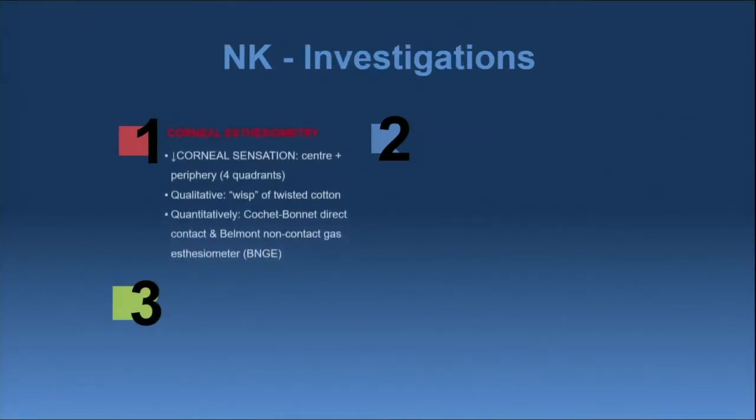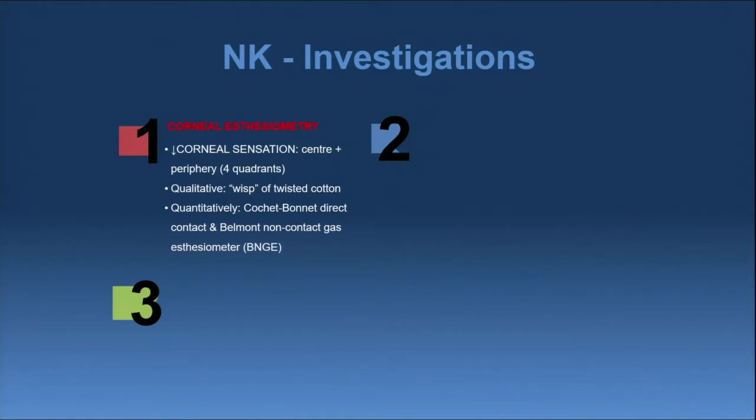In terms of investigation, there is corneal esthesiometry. You have the very simple test where you get a cotton thread and touch the cornea. It is very qualitative, but it can help you highlight whether the patient has corneal sensation problems. You have quantitative tests, and the most widely used is the Cochet-Bonnet direct contact esthesiometer. Very few people have access to the Belmonte non-contact gas esthesiometer. That's more specific, more for research, and you can't get one any more.